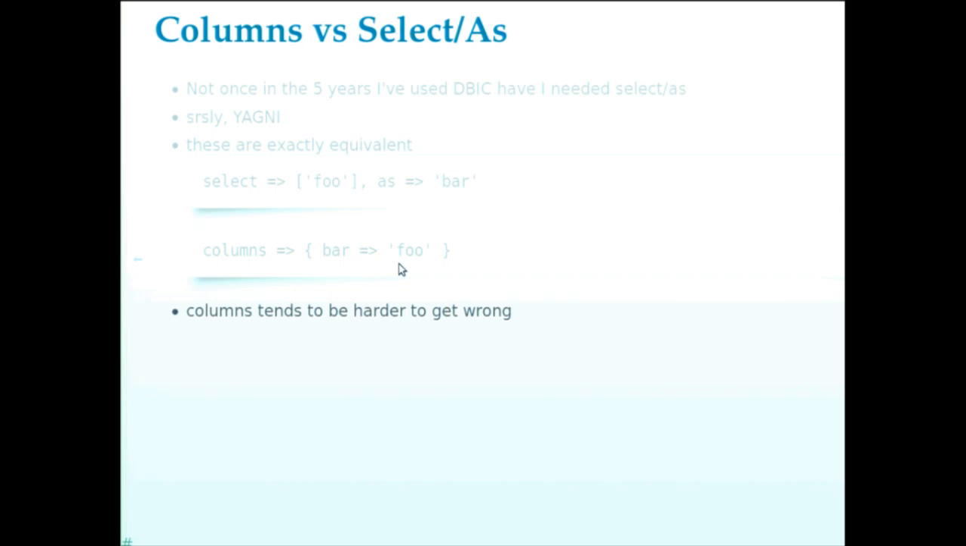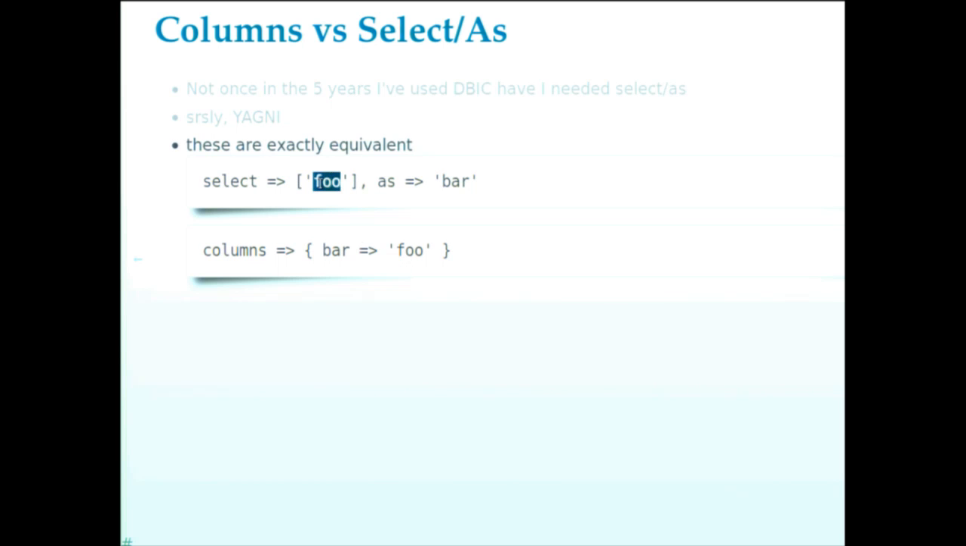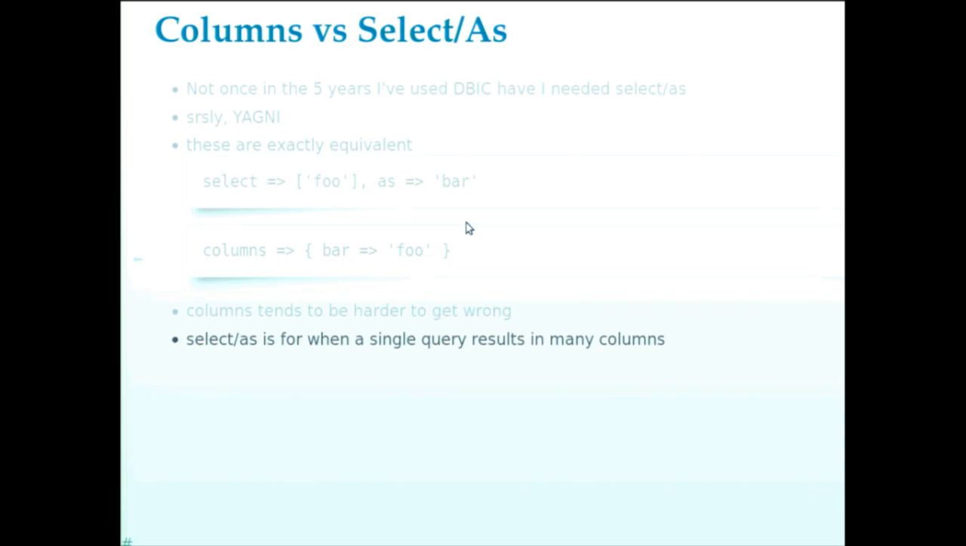It's really hard to get columns wrong. Whereas with select, you could leave off the select part, you could leave off the as part, you could have a different count, you could have more things on the left side than the right. You can't do that with columns. The only time you need select as is when you have a single query that returns multiple columns. I can never remember the example I've heard, but there are places where a single SQL function becomes more than one column. That's when you need select as. Other than that, just use columns.